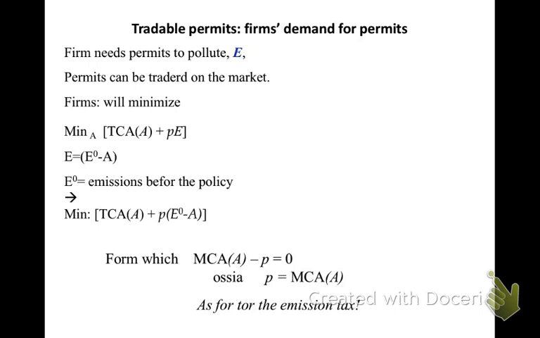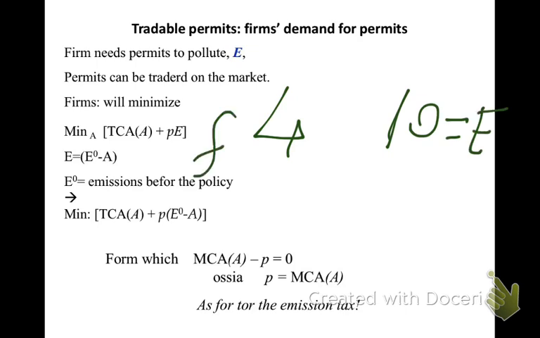Okay? And then suppose that everyone has 10 permits. And there are 4 firms. What is the total amount of pollution, if 4 firms and 10 permits? What is the total amount of pollution, of course, is 40. There are 4 firms, each can pollute up to a maximum of 10.